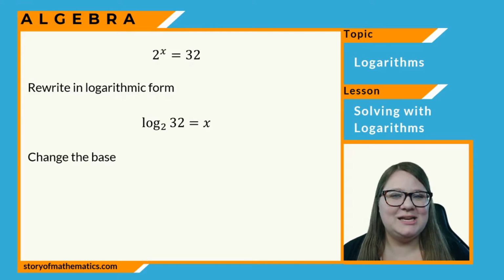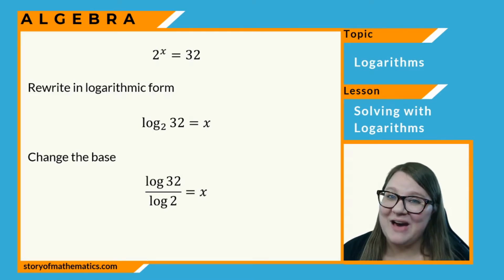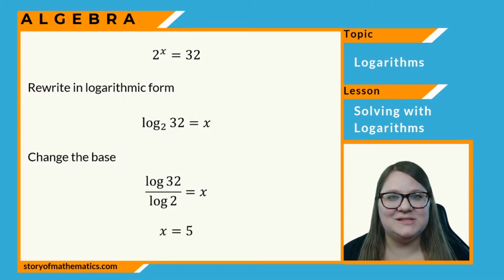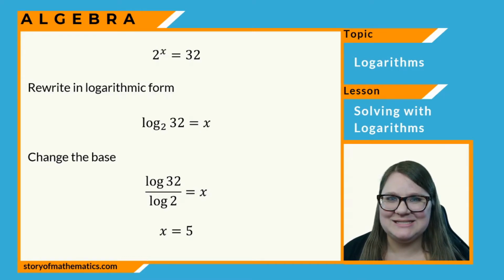Now, I'm going to use that change of base formula to rewrite log base 2 of 32 as log of 32 divided by log of 2. When I plug that into my calculator, I'm going to find out that x equals 5. We look back up at that original equation, 2 to the 5th equals 32, so this makes complete sense.